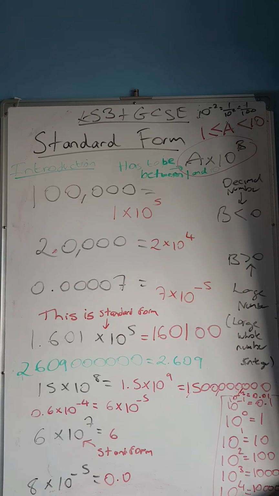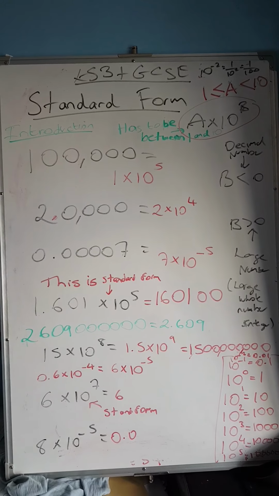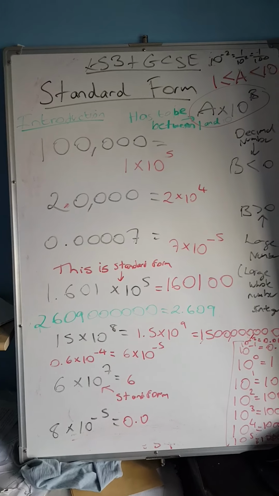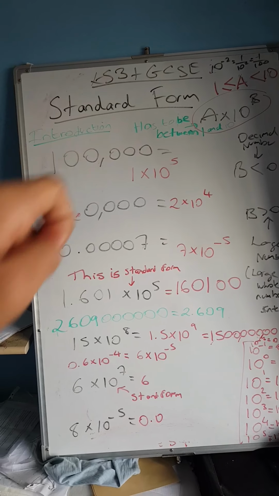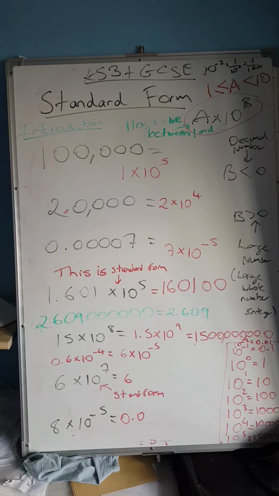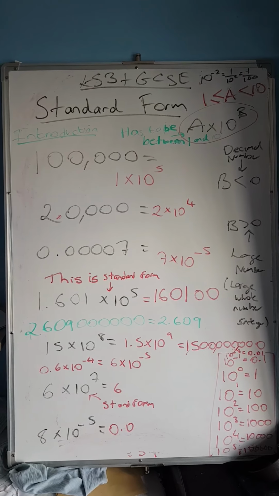So this is all about writing really big numbers or small numbers in a simpler form. It's in the form, if you look on the top, a times 10 to the power of b, where the number a has to be between 1 and 10. So if you look at the interval in the top right there, a has to be bigger than or equal to 1 and smaller than 10. And then we will come on to what happens with b.